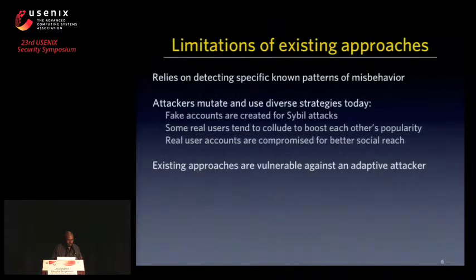So for all these existing approaches, the key problem is that they rely on detecting known patterns of misbehavior. And today we know that attackers mutate and they use diverse strategies to abuse these services. For example, they use fake accounts, and they compromise real user accounts, and sometimes we even see real users colluding with each other to boost their reputation. So all these existing approaches are vulnerable against an adaptive attacker.